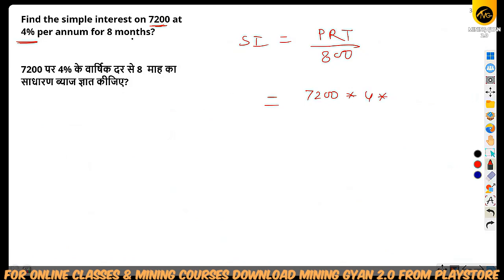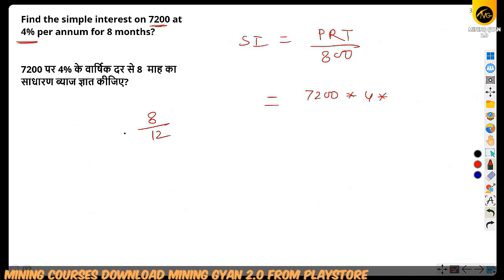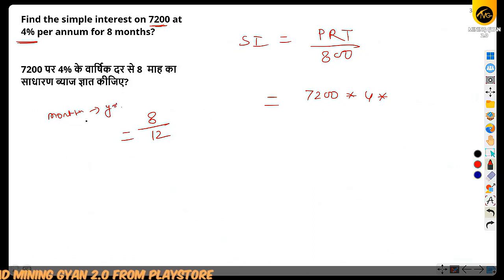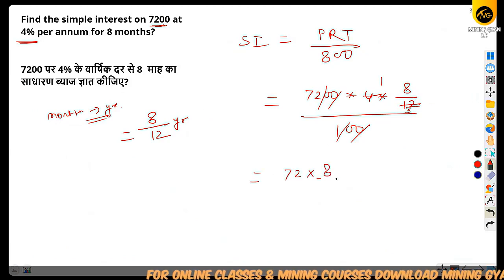So 8 months के लिए दिया गया है, but we have to convert this into years. That means 8 divided by 12. If you want to convert months into years, just divide by 12. Okay, 1 year में 12 month होता है, so that's why 8 divided by 12 is the time in years. Now multiply 8 divided by 12 and whole divided by 100. Now you can calculate: 100, the zeros cancel, and 4 1 ja and 4 3 ja. So 72 into 8 divided by 3.